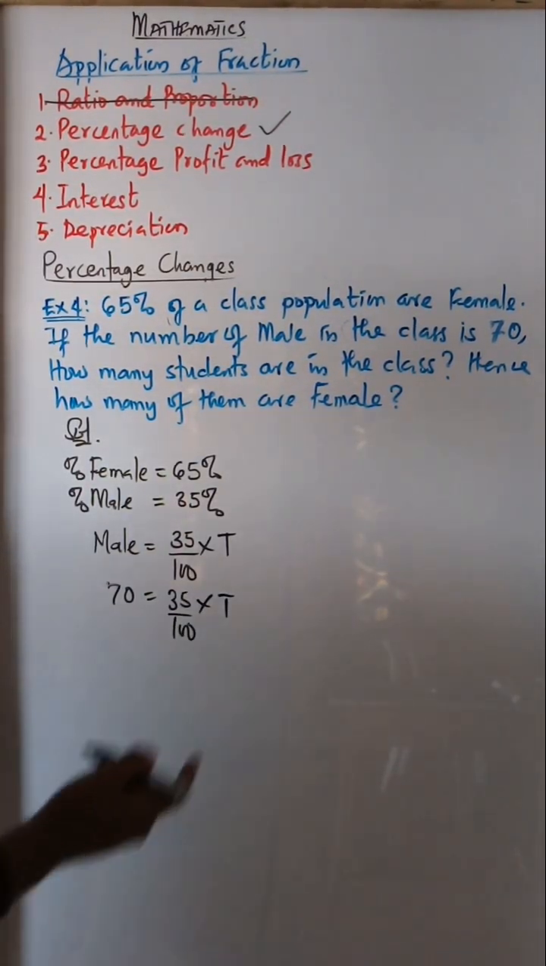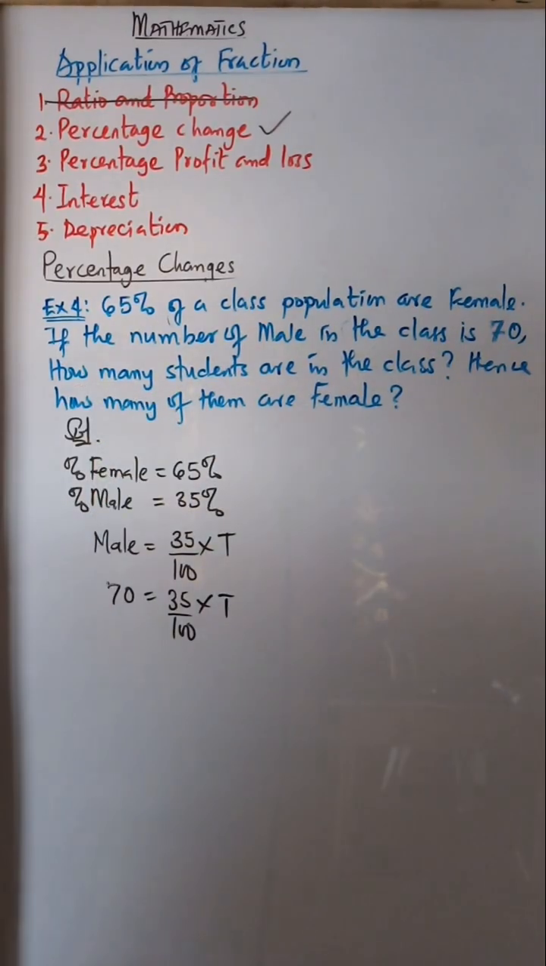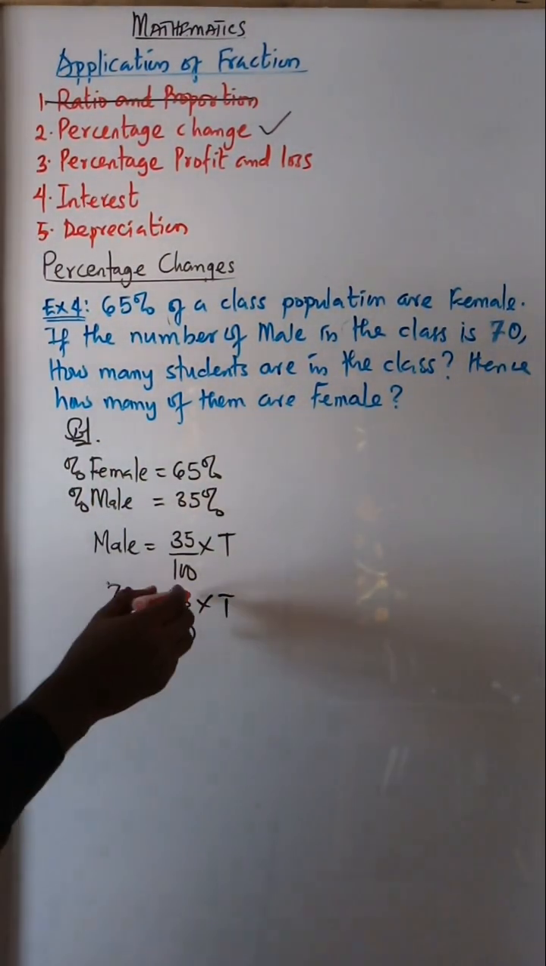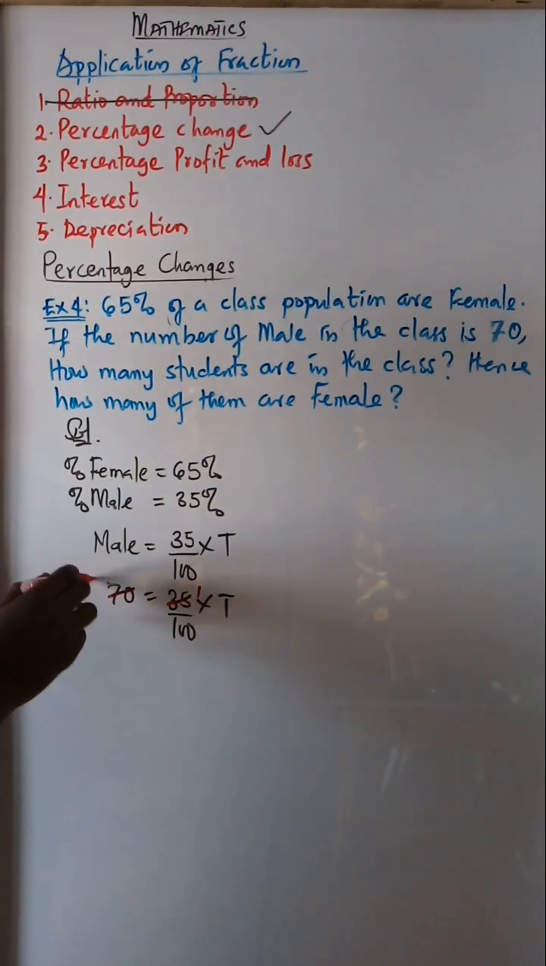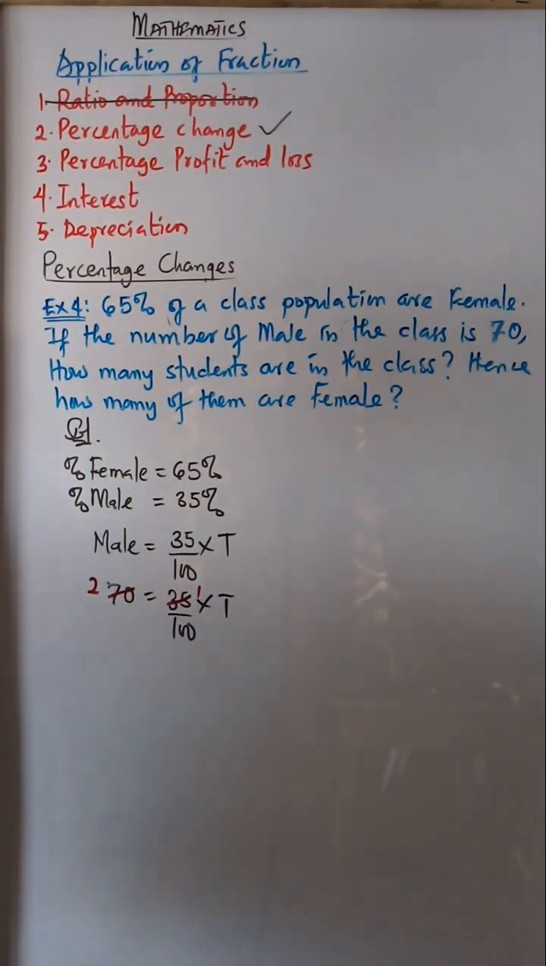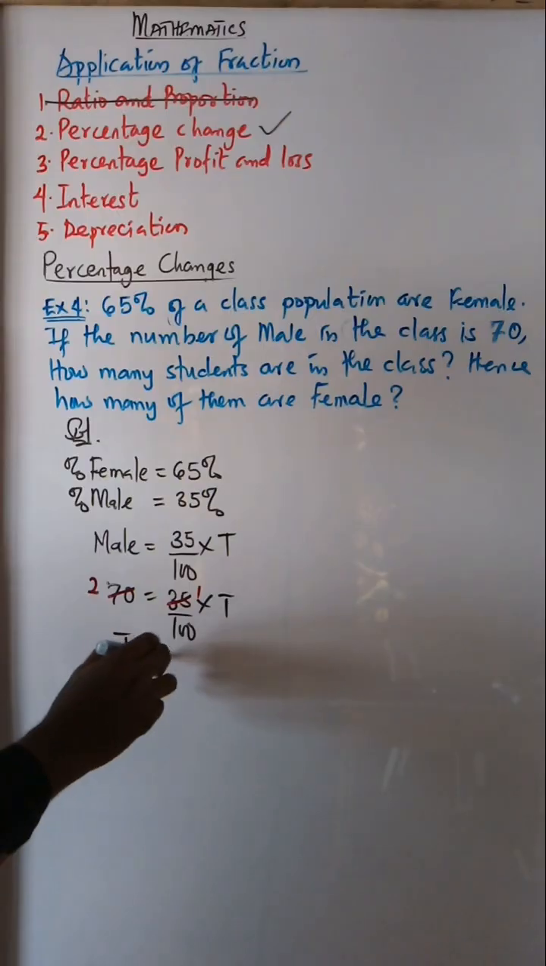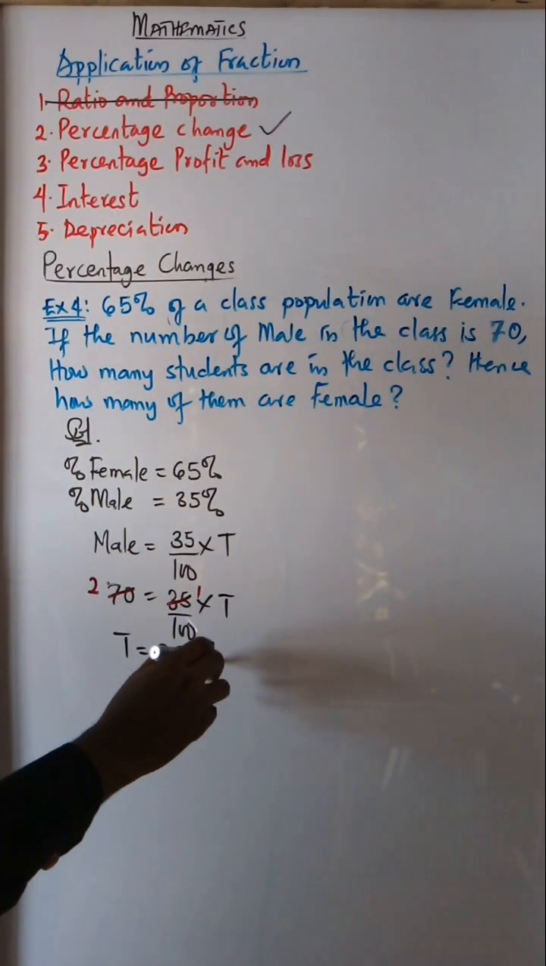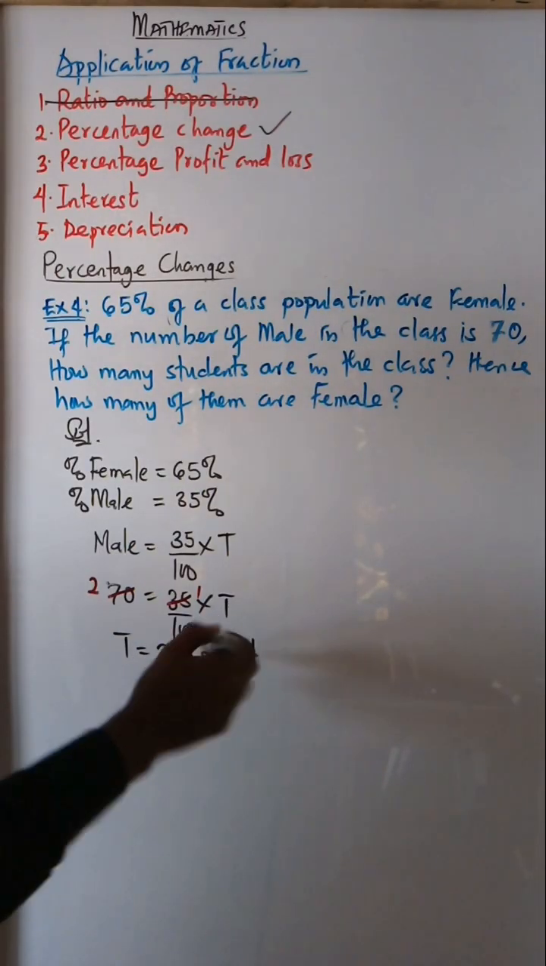So the question now says, how many students are in the class? So we want to get the total number of students, T. From here we can say 35 here is 1, 35 here is 2. So 1 times T is T, 2 times 100 is 200. So the total number of students in the class is 200 students. We are done with the first part.